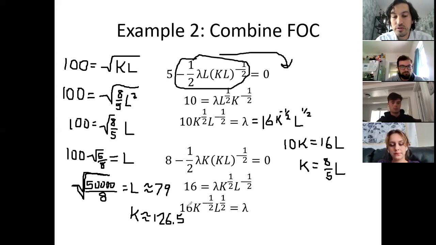What's happening here? I'm choosing to use more capital than labor in my input. How do I minimize my costs? I'll be using more capital than labor. Why? Because capital is cheaper than labor, so I'm going to use 126 units of that and only 79 units of labor.